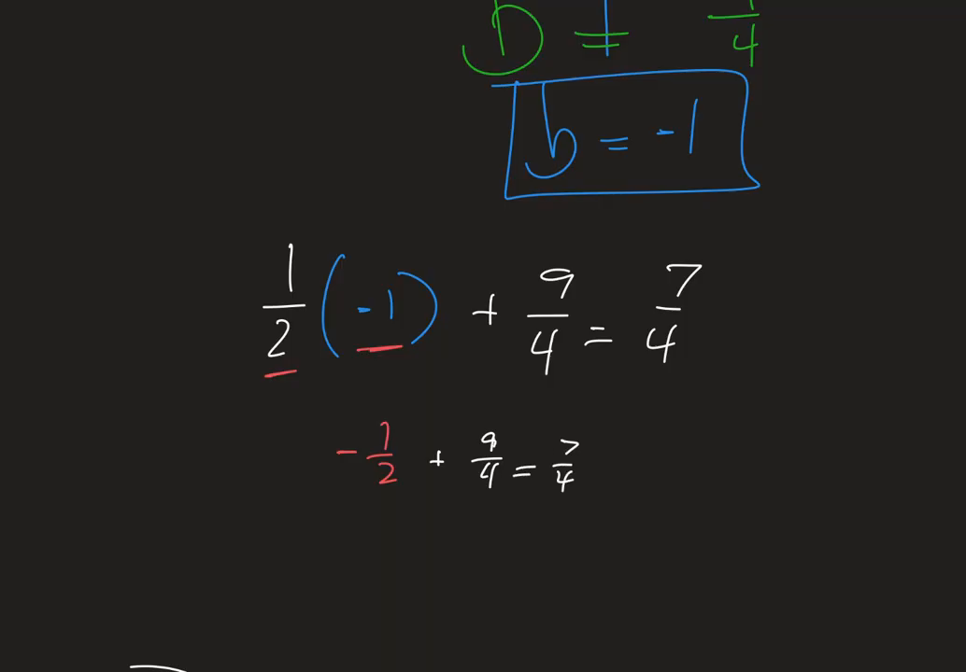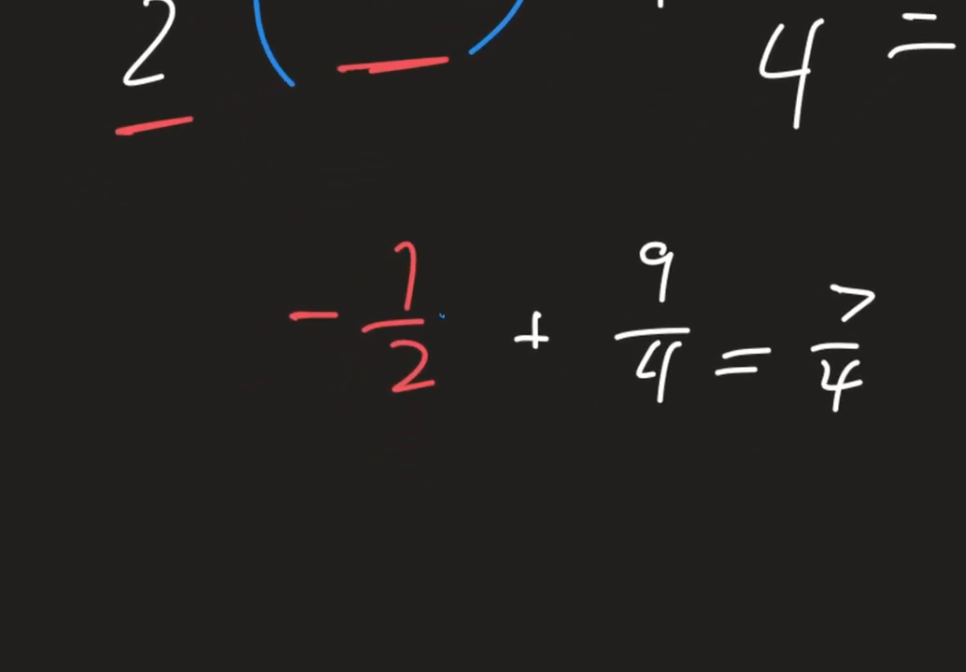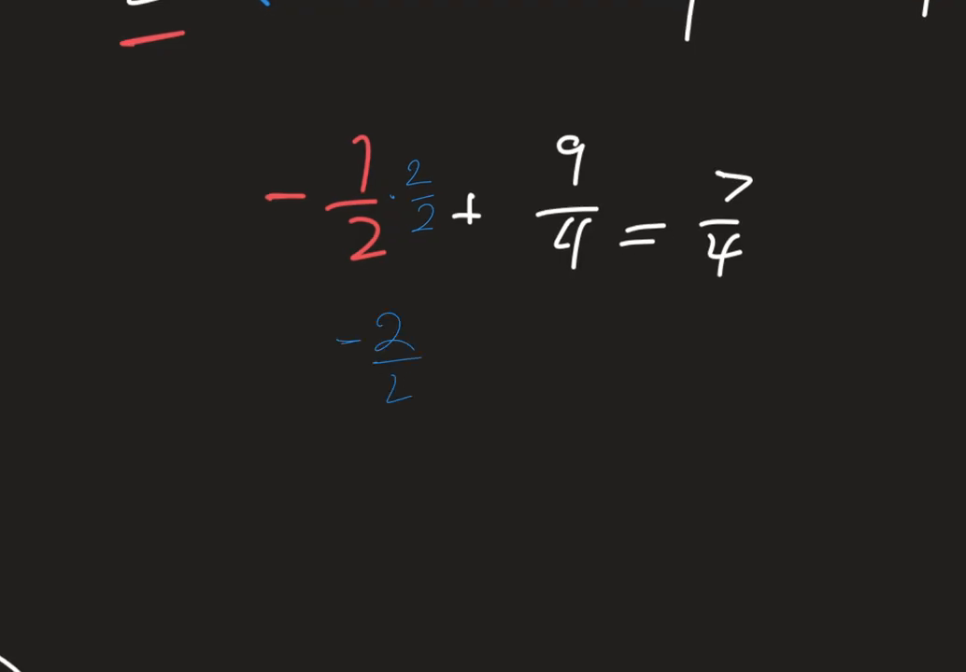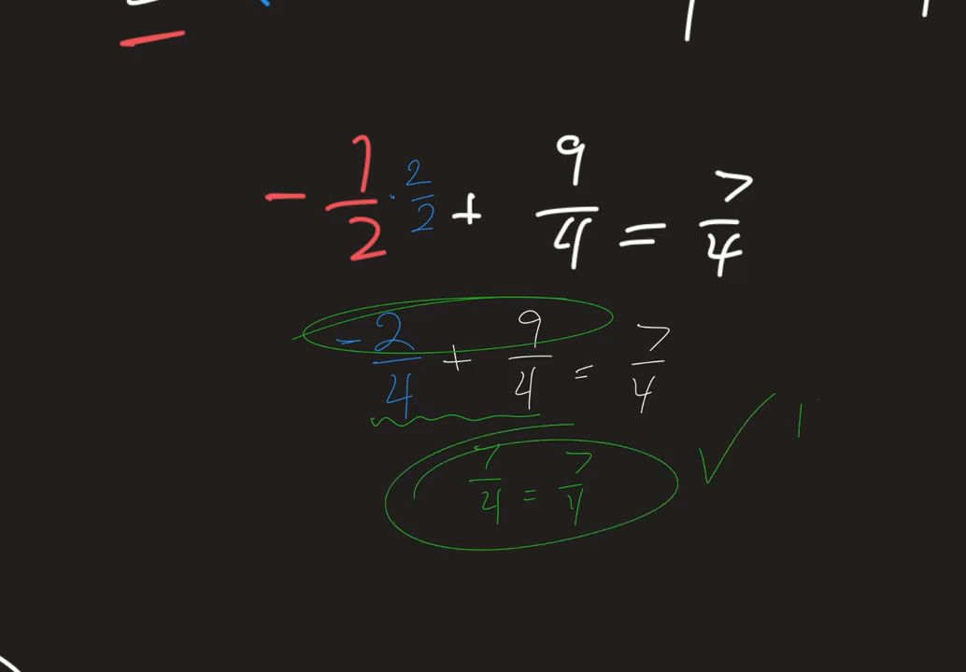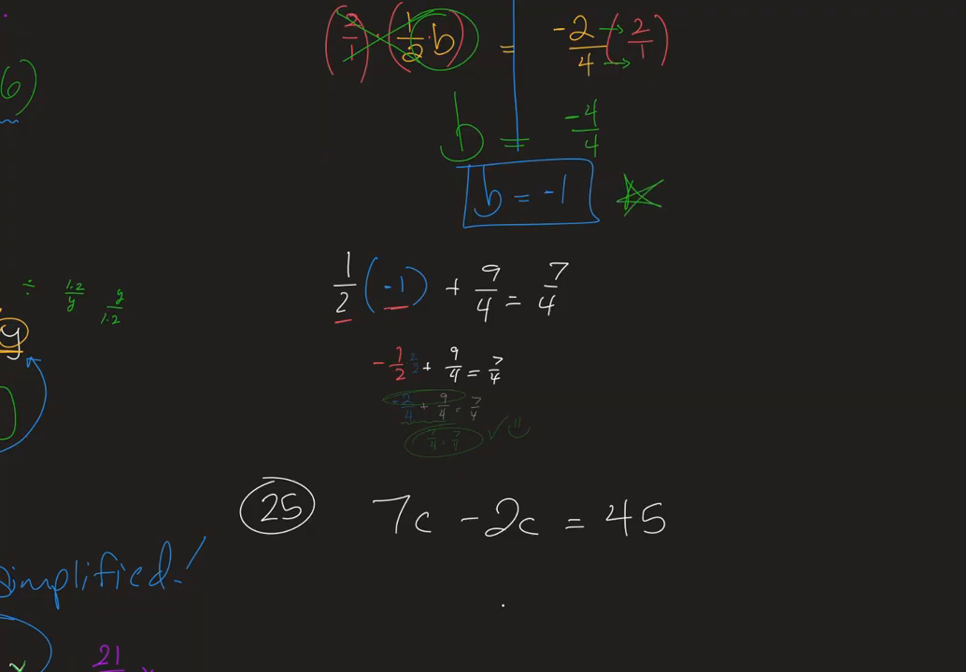Well, this is where we have to actually do a little bit of math before we can really check. We need a common denominator here. So I'm going to multiply this by 2/2 to get -2/4. And then this part didn't change, 9/4, 7/4. But check this out. -2 plus 9 is 7, and the denominator doesn't change. 7/4 equals 7/4. Yay, we did it. -1 is the right answer. So there's our right answer.